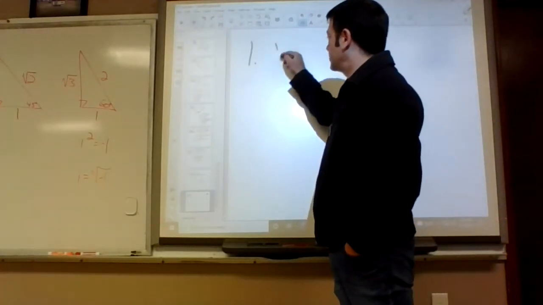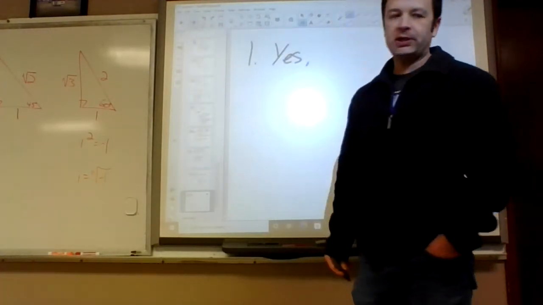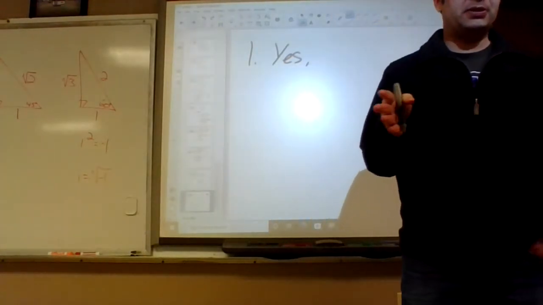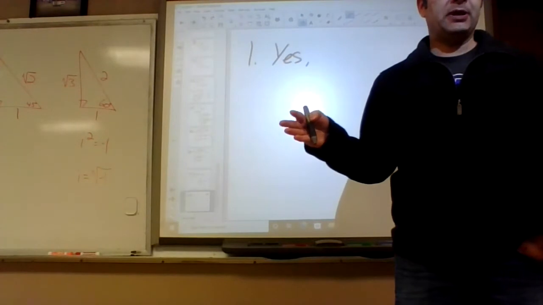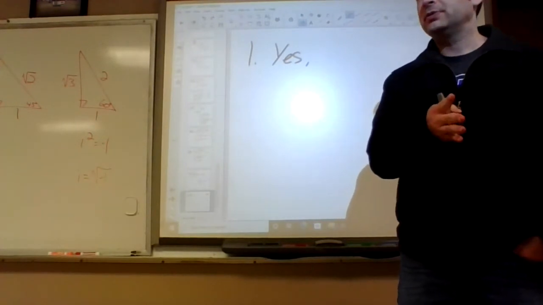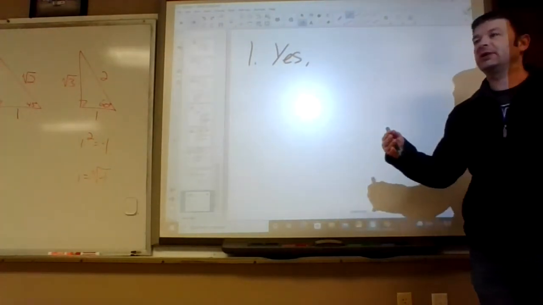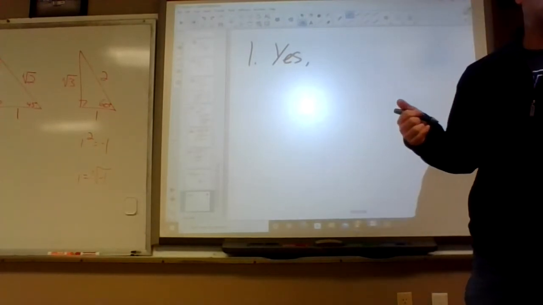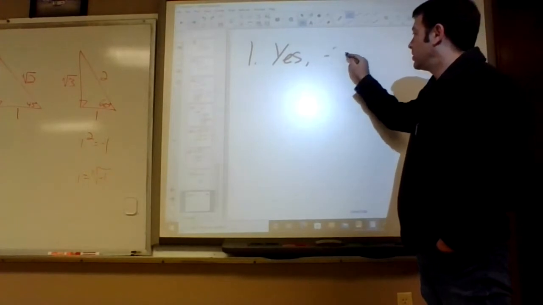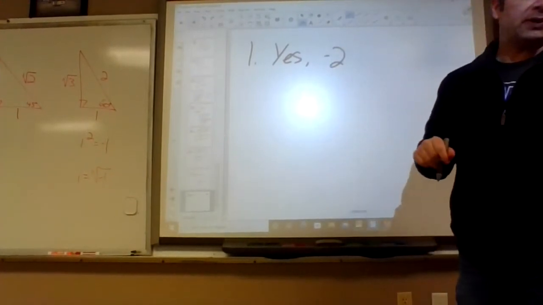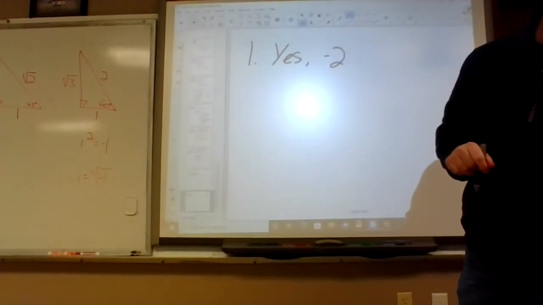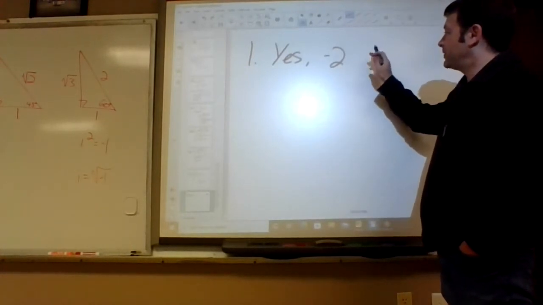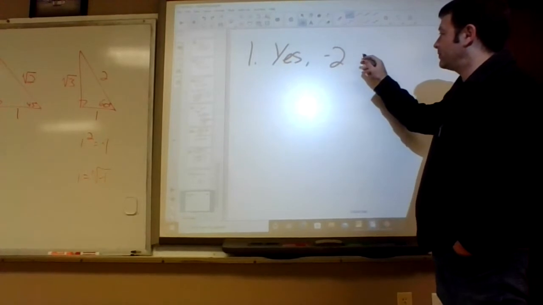So number 1, the first part is yes, it is a function. And the second part, domain. There's a continuous set of x values going left to right. What is the smallest x value? -2. Okay, what's the biggest x value? 5. So all the x values between -2 and 5 are included.